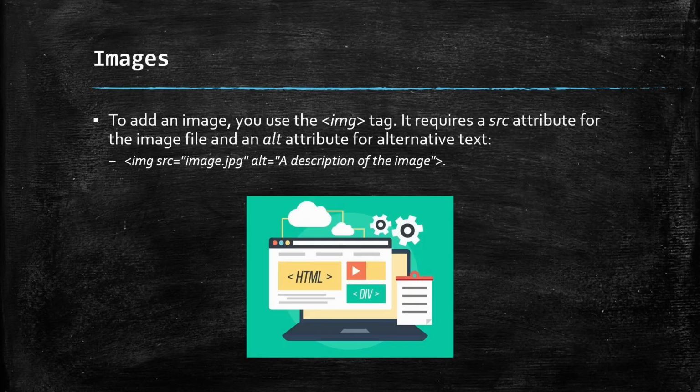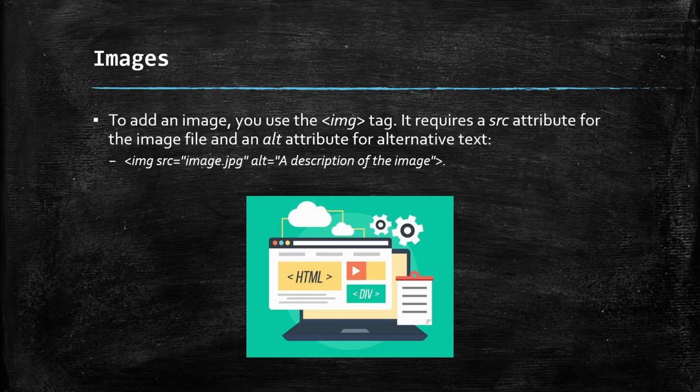To add an image we'll use the img tag. It requires a source and an alternate text attribute. The way the image tag works is it will start with the img and then we have the source, which is src, and then we will put down the path or the location of the image along with the image name and the image format. After that, we will have the alternate text, which is what we want to display in case the image doesn't load.